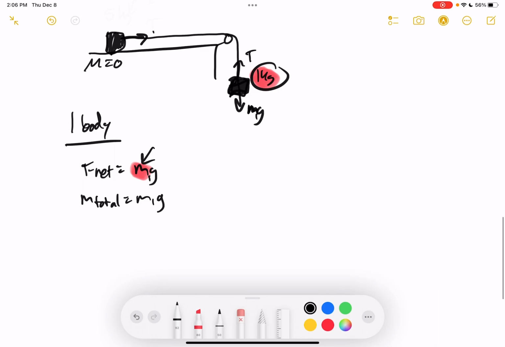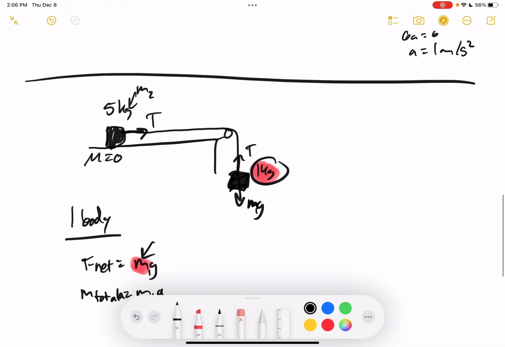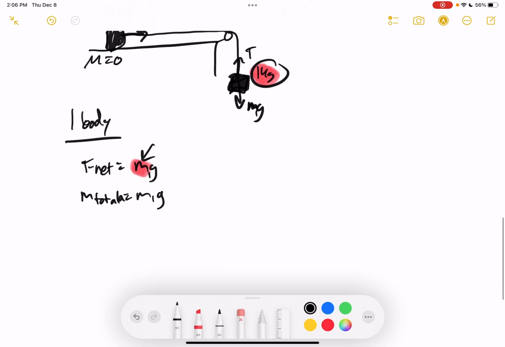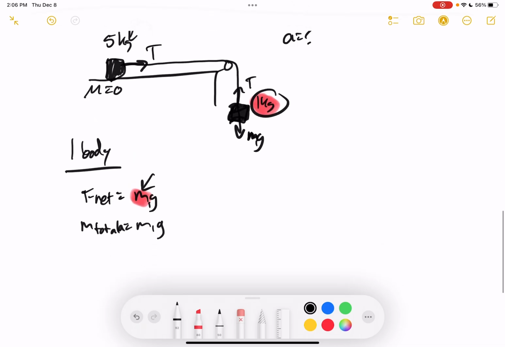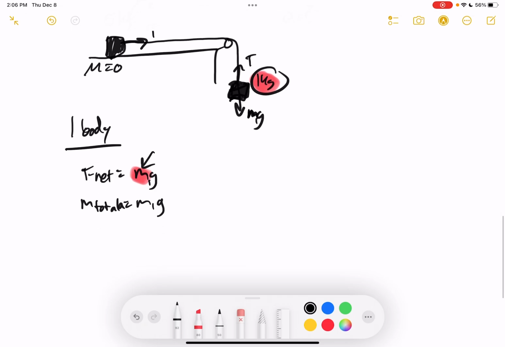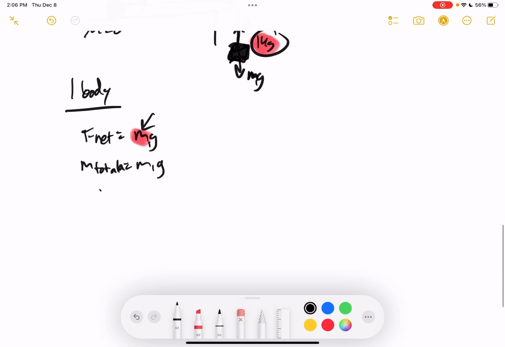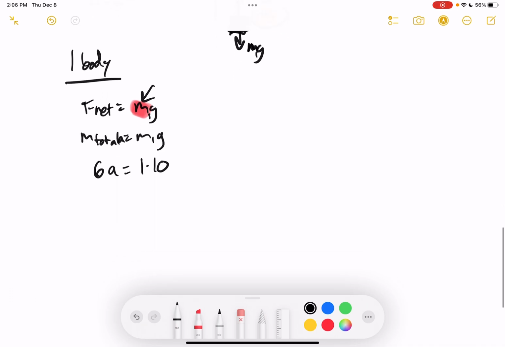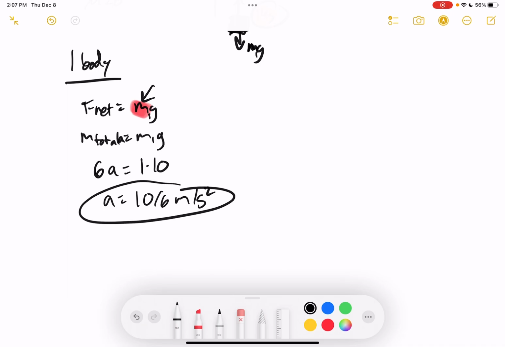So now I just need to plug in. Sorry, I forgot my a. M total a. I'm solving for a here. Okay. So my m total is going to be 6 because it's just 5 plus 1. That's the total of my total mass. 6a equals 1 times 10. So now I have a equals 10 divided by 6 meters per second squared. Okay. Now you could obviously get a decimal number there, but that would be an answer.